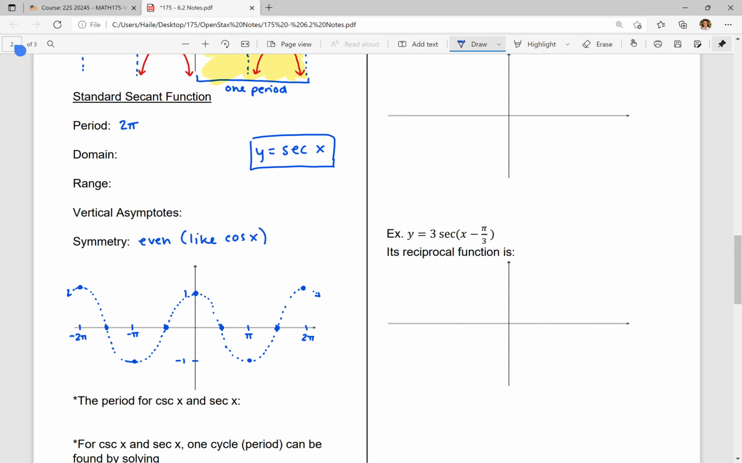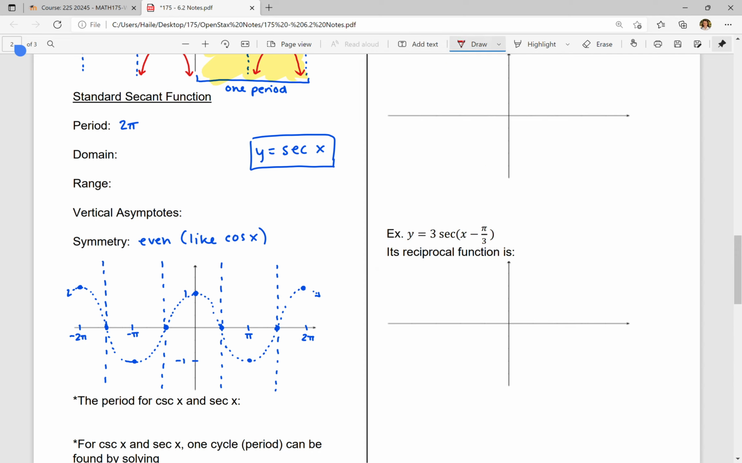And now, just like with the cosecant curve, anywhere that this cosine curve touches the x-axis, I'm going to draw a vertical asymptote. So I'm going to draw one here, one here, one here, and one here. And then finally, I can draw in my graph of secant.